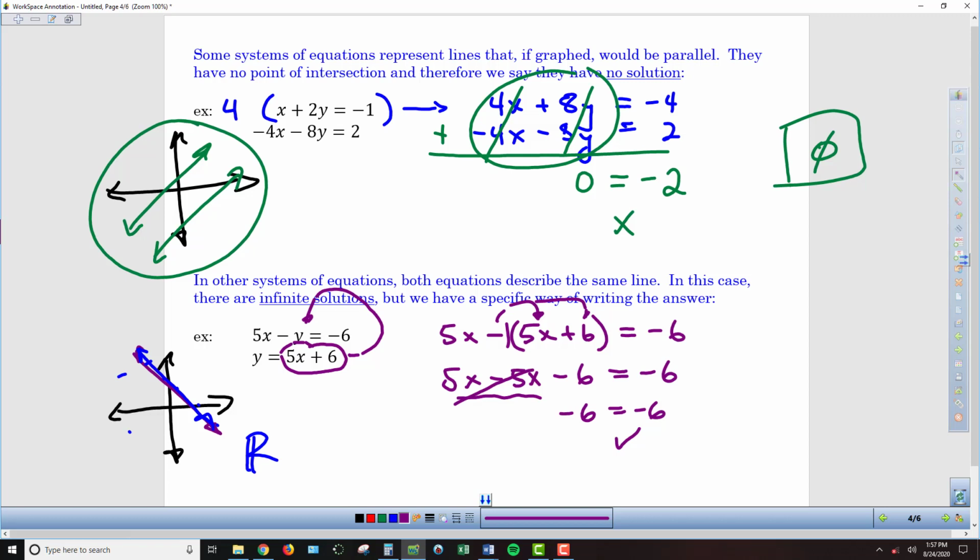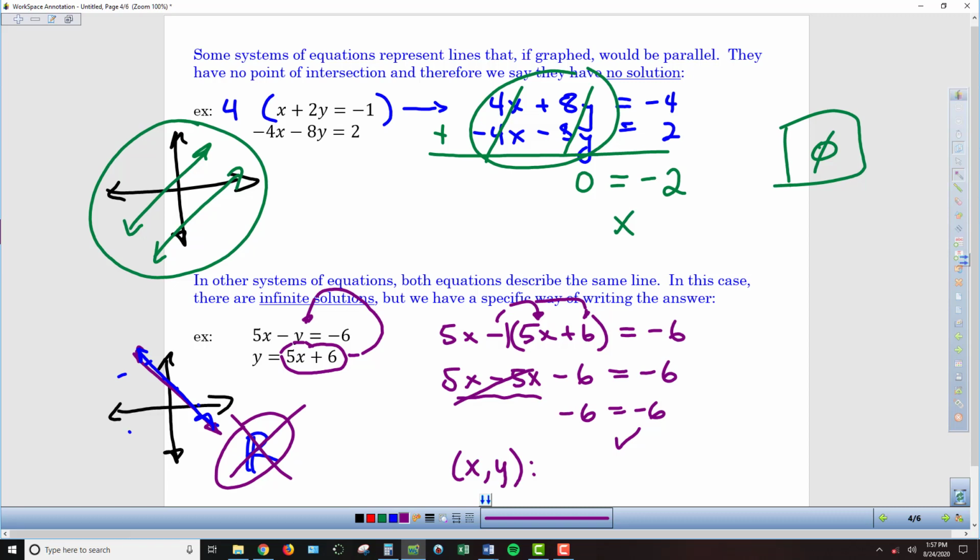But how do we write the answer in that circumstance? Like I said, we can't just put all real numbers, because we have to somehow communicate that it's only the points that are on that shared line. And so the way we're going to do that is we're going to say it's all of the points x, y. So we're trying to communicate that it's a whole bunch of ordered pairs.